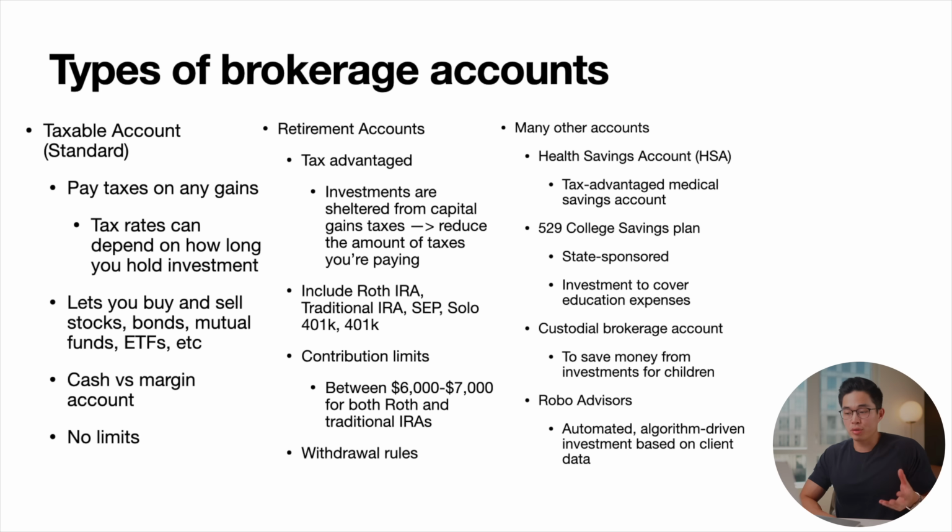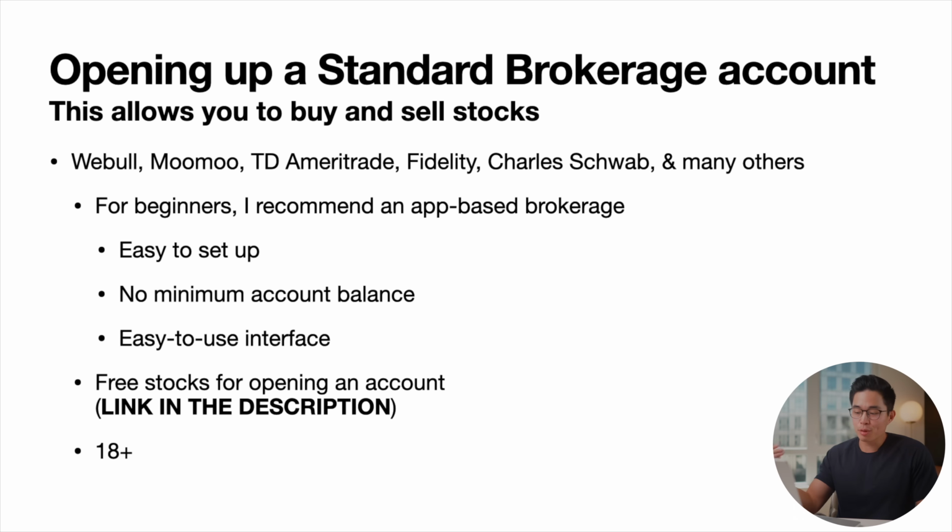You also have your custodial brokerage account. So if you want to invest before you're the age of 18, this is the type of account you'd want. And there are also robo-advisors. So these are automated algorithm driven investment platforms that handle all the work for you. This video can't really dive into each of these accounts super hard, but in the next slides, I'm going to show you guys how to open up a standard taxable account.